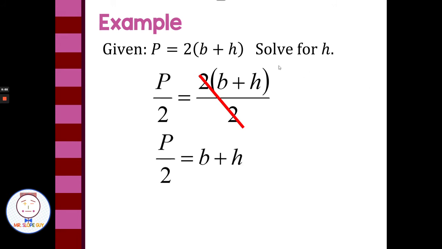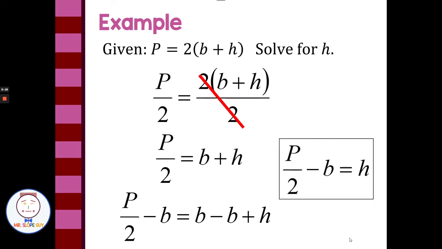And my last step, solving for h: b is being added to h, so I want to undo adding b with subtracting b from both sides. I subtract b on the right side, the b's cancel out, and over here I have p divided by 2 minus b. So h is equal to p over 2 minus b.